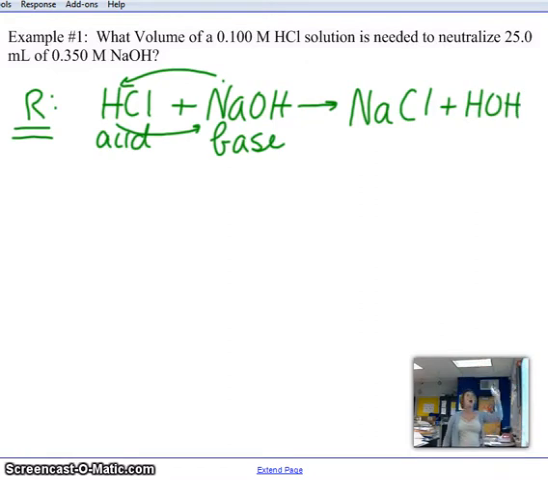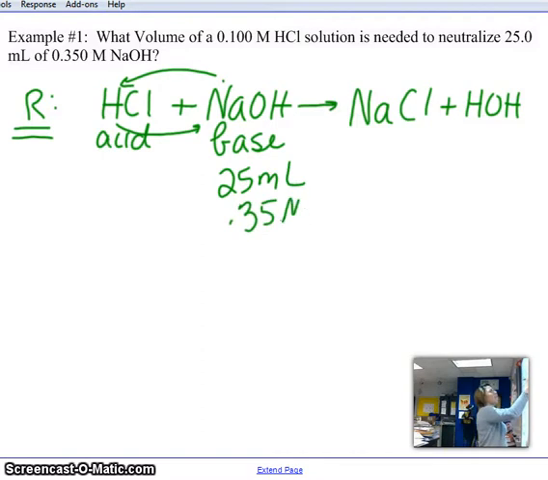It doesn't matter. I put my given information underneath my reaction, so I'm given 25 mL of 0.35 molar NaOH, and I'm given 0.100 molar HCl. So obviously this is not a limiting reagent problem because I don't have enough information to find moles of this. In fact, they're asking me the volume of that. So what can I get with what I'm given? Well, I can find moles. I have the molarity of my base, I have the volume of my base, so I can find moles.